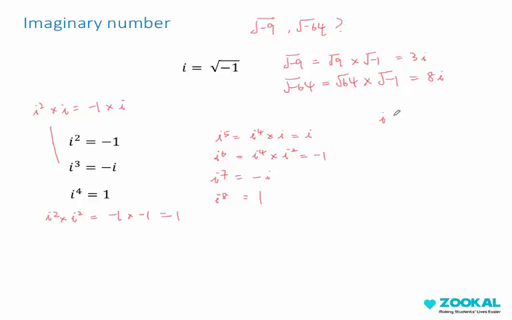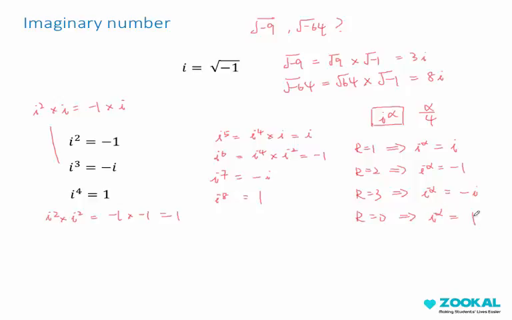If today I have an imaginary number i^alpha and I take alpha divided by 4, if the remainder equals 1, then it will fall into the first category, where i^alpha equals i. If the remainder equals 2, then it will fall into the second category, so i^alpha equals -1. If R equals 3, then i^alpha equals -i. If the remainder is 0, then i^alpha equals 1.